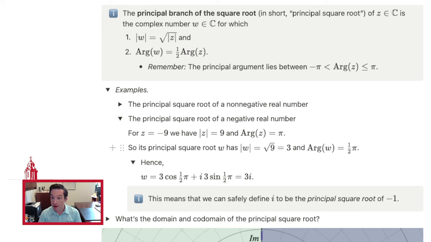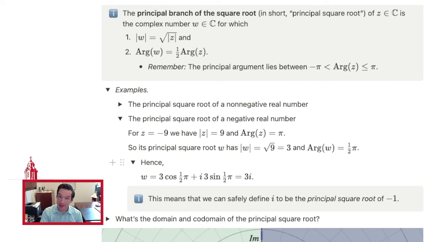And so in rectangular coordinates, the principal square root of negative 9 is 3 cosine of a half pi plus i times 3 sine of a half pi. And since the cosine of half pi is 0 and sine of half pi is 1, we get 3i. So the principal square root of negative 9 is 3i.